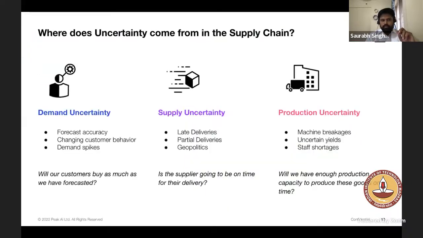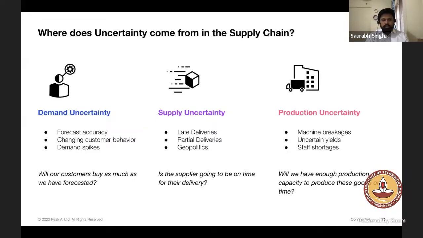Now, talking about where the uncertainty comes from in the supply chain. There can be different sources of uncertainties in your overall supply chain. The three major sources of uncertainty are the demand side, supply side, and production side, right?